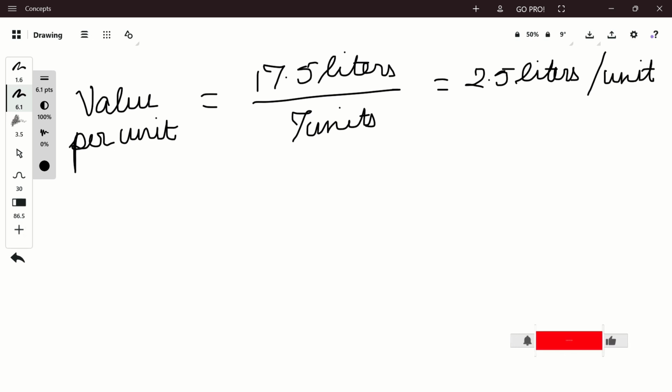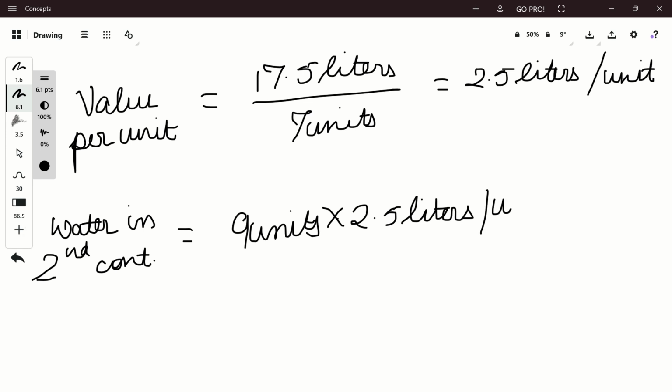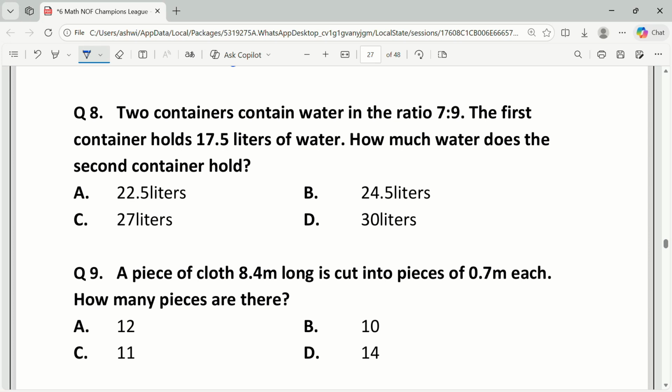The second container holds 9 units. So, water in second container is equal to 9 units into 2.5 liters per unit, which is equal to 22.5 liters. Comparing with the options, the answer is A, 22.5 liters.